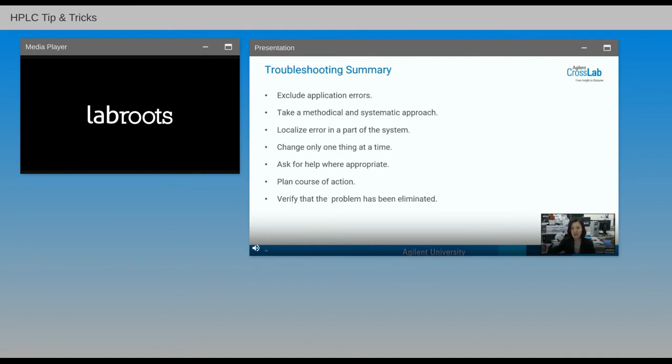You can unscrew some of the connections and then check the back pressure. Always remember to change one thing at a time. Don't change everything, and then end up not knowing what the root cause is. Ask for help whenever it's appropriate. Plan the course of action. Wherever you have changed something, note it down and put it into the SOP. So in future, whoever faces the same problem can base on the SOP to verify it and then change it accordingly.